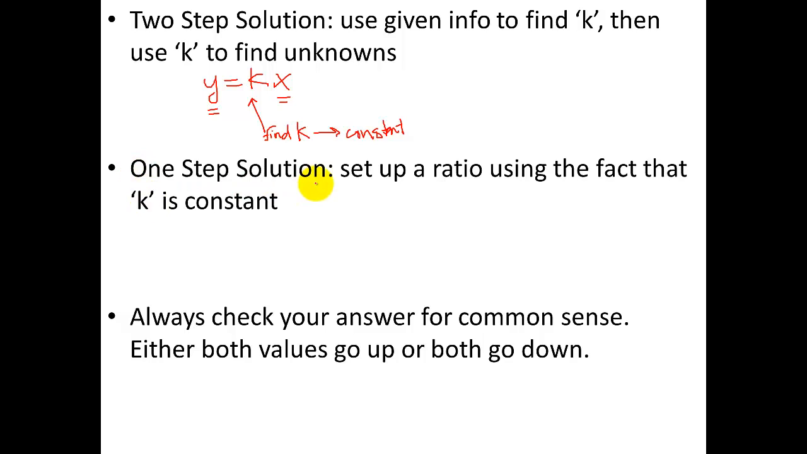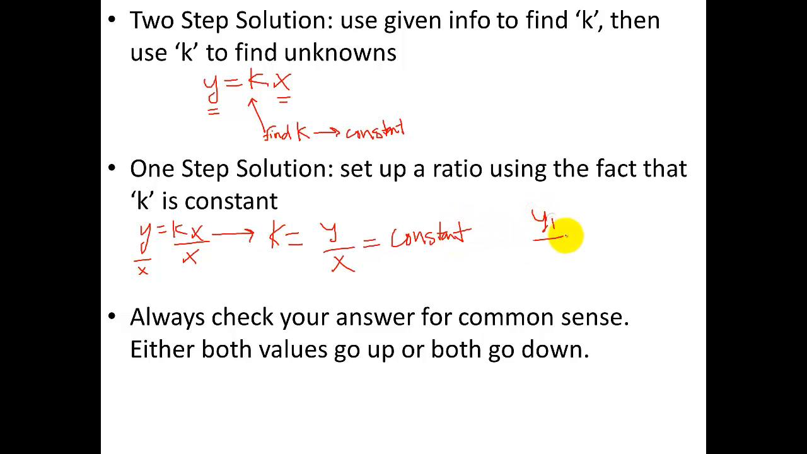The one-step solution is to set up a ratio using the fact that k is constant. So if we start with this equation, y equals kx, and we solve for k, we divide both sides by x, we have k equals y over x, which is constant. So what that means is y at the beginning over x at the beginning must equal y at the end over x at the end. Okay, and so here's your shortcut.